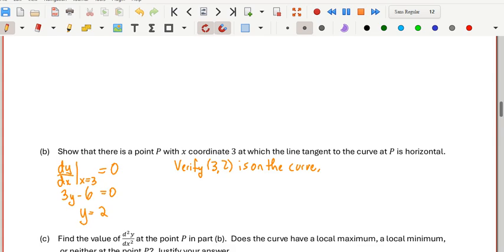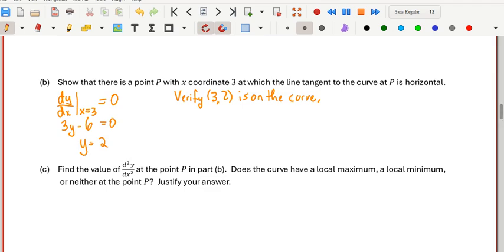So I'm going to go back through that original function, which is x squared plus 4y squared. So that's going to be 9 plus 4 times 4 equals 7 plus 3xy. 3 times 2. So we have 9 plus 16 is 25. And we have 7 plus 18 is 25.